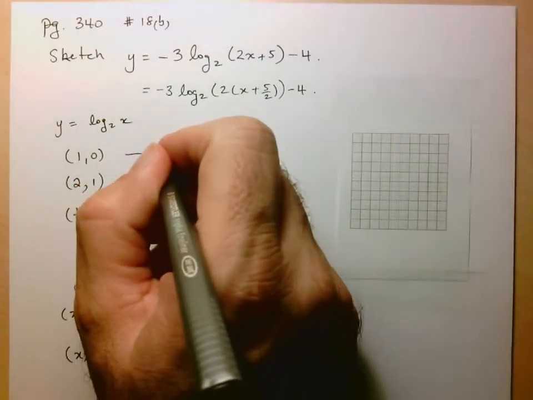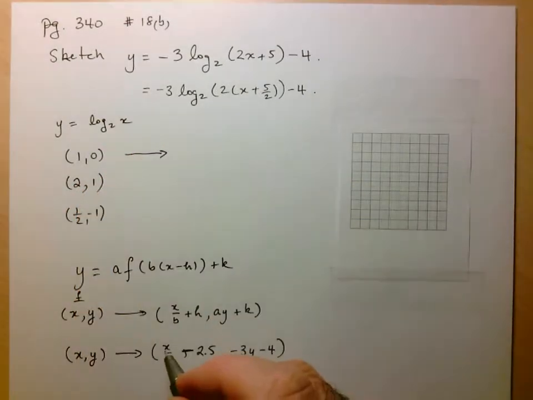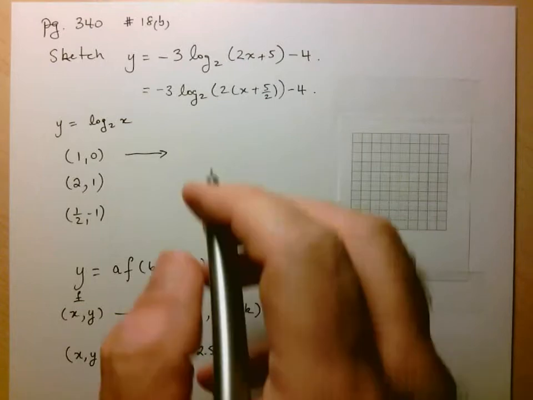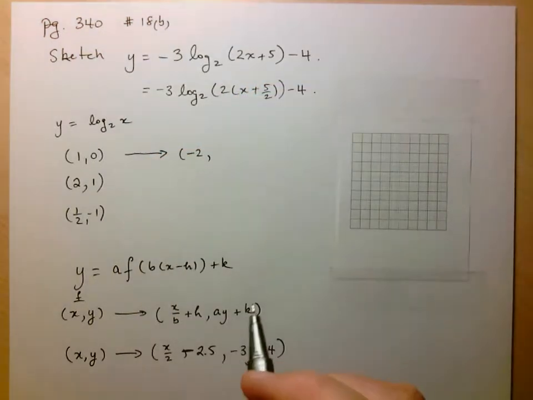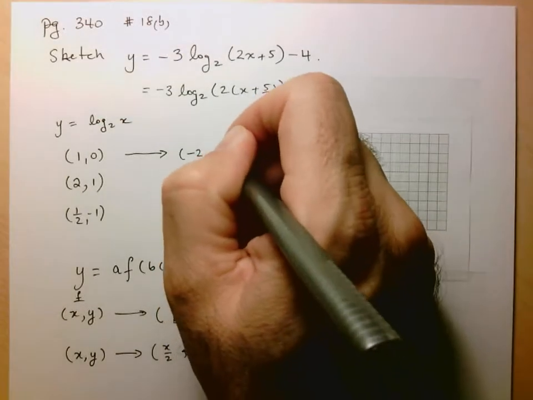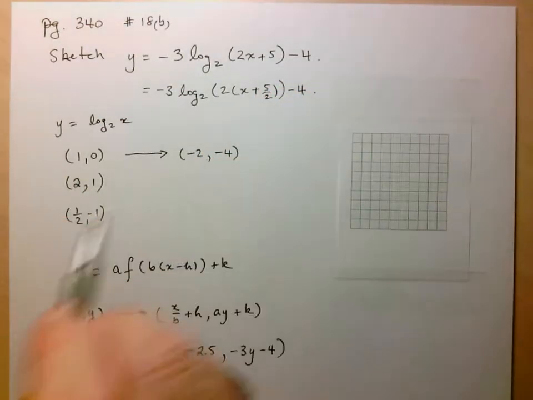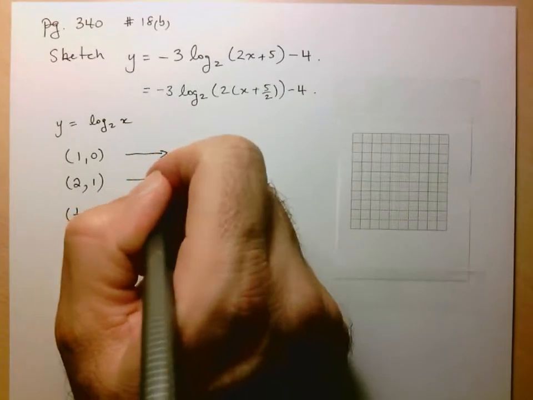So what happens to 1, 0? Well, we divide 1 by 2, so we have 1/2 minus 2.5, so that gives us negative 2. And then negative 3 times 0 is 0 minus 4, negative 4. So the point 1, 0 is getting transformed to negative 2, negative 4.